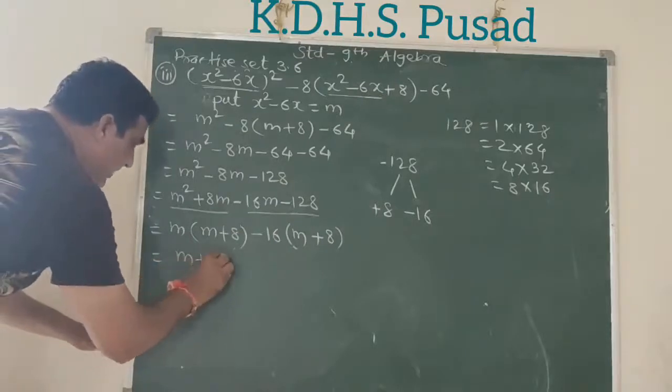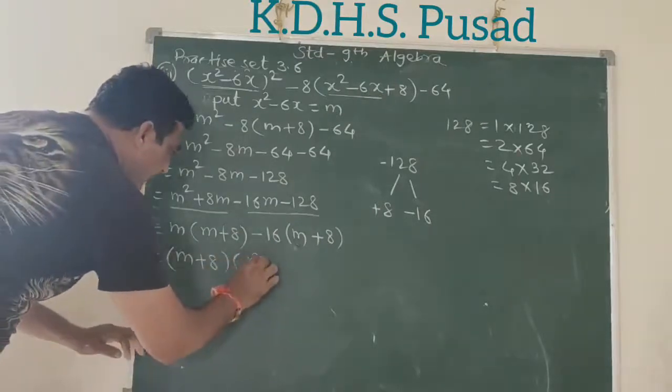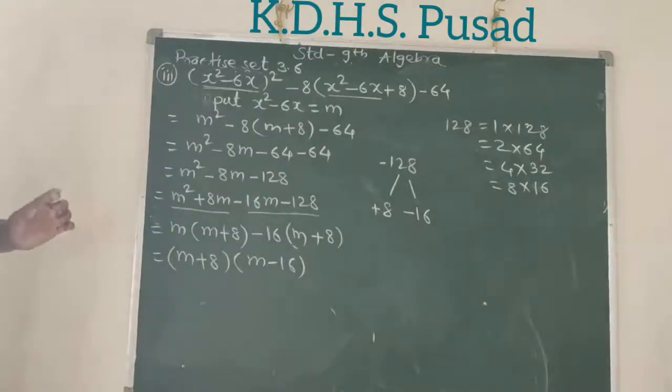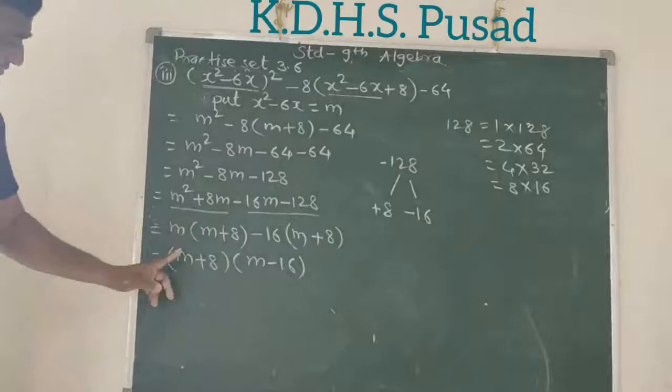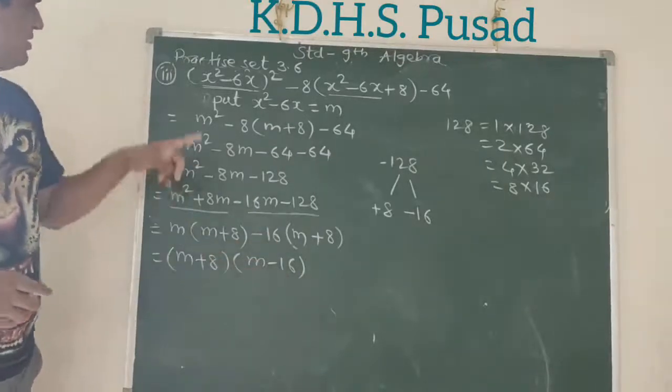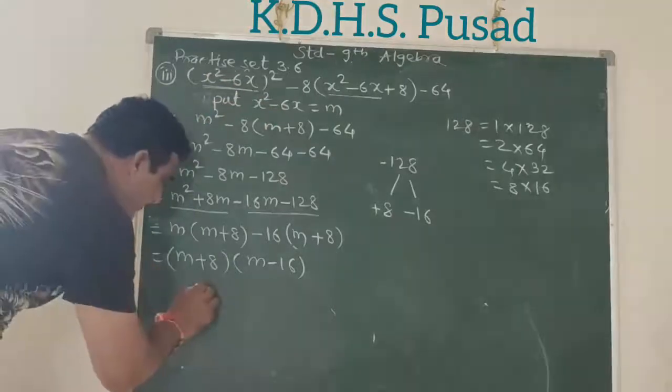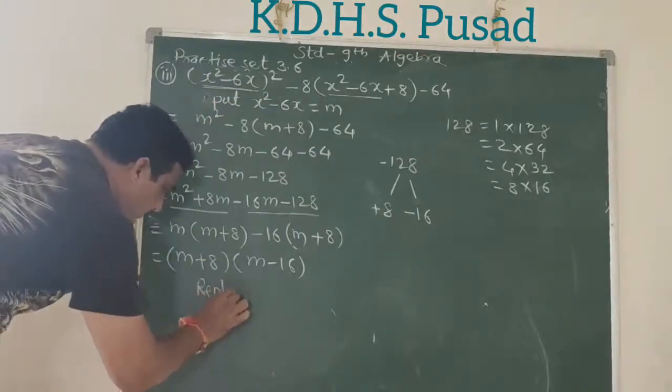M plus 8, same bracket, remaining m minus 60. We got the factors. This bracket is factors, but we got factors in terms of m. But we have started with x. So here again replace only 2.